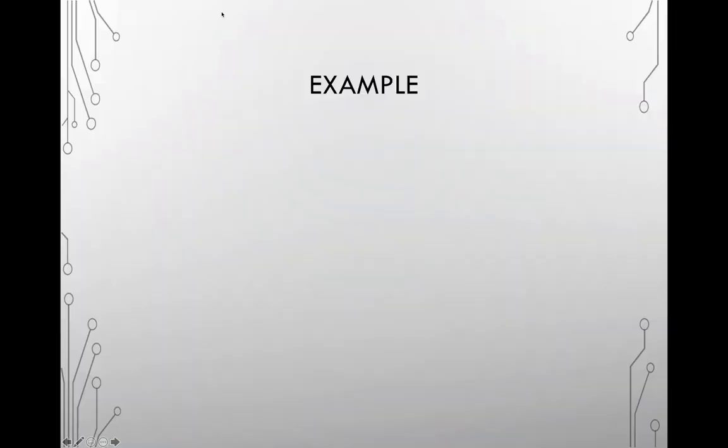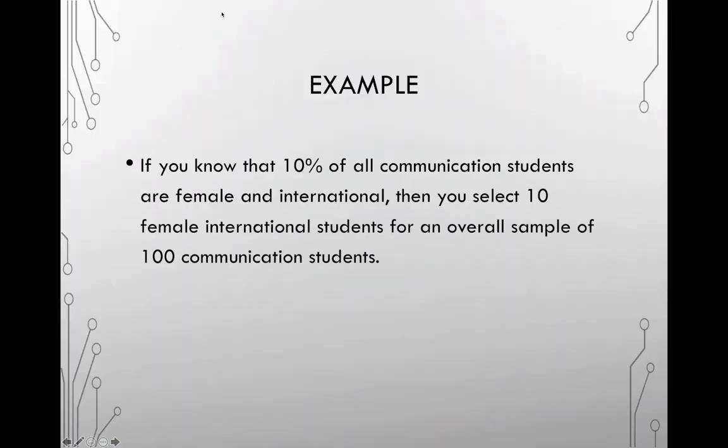Here we have an example. This is another example. If you know that 10% of all communication students are female and international, that's, I'd see that as not a good percentage, but whatever. I think it's much higher. Then you select 10 female international students for an overall sample of 100 communication students. Let's not get into this too much. It's just to get an idea that there's different types of sampling and that there's problems with them, just to get a general sense of strategies for sampling.